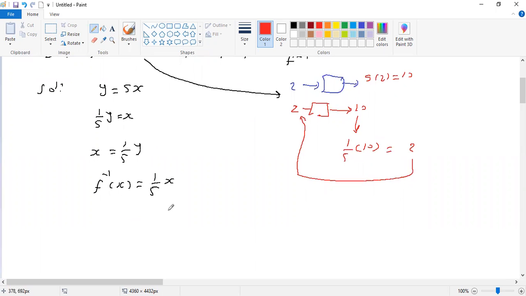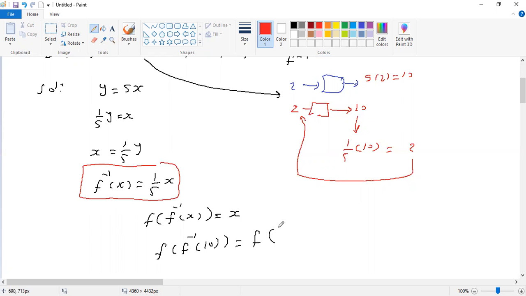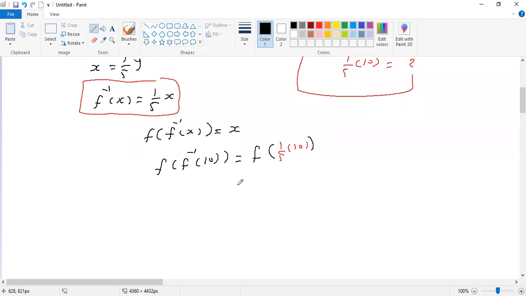And also, f of f inverse of x is always equal to x. For example, f of f inverse of 10 equals what? What is f inverse of 10? This one is the f inverse now. Put 10 here, it will be 1 over 5 times 10, which is 2. So it is equal to f of 2. What is f of 2?